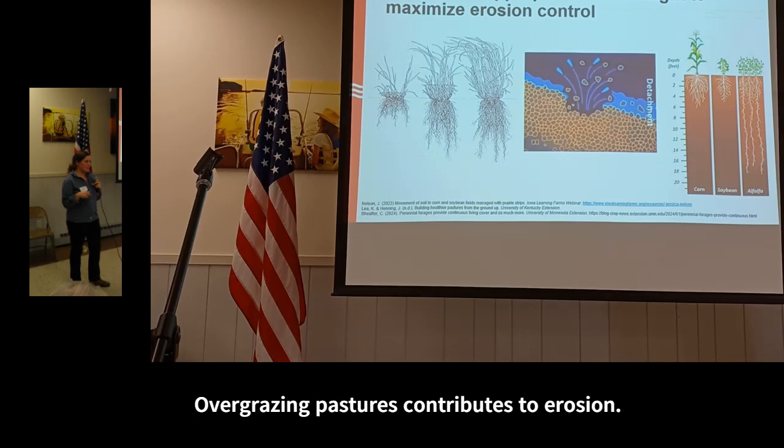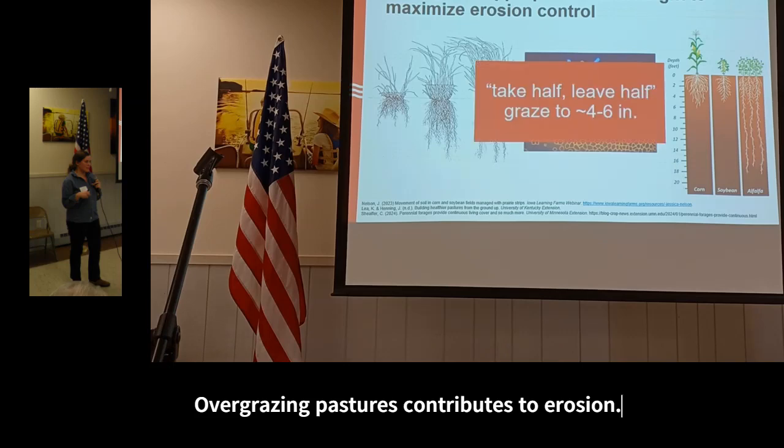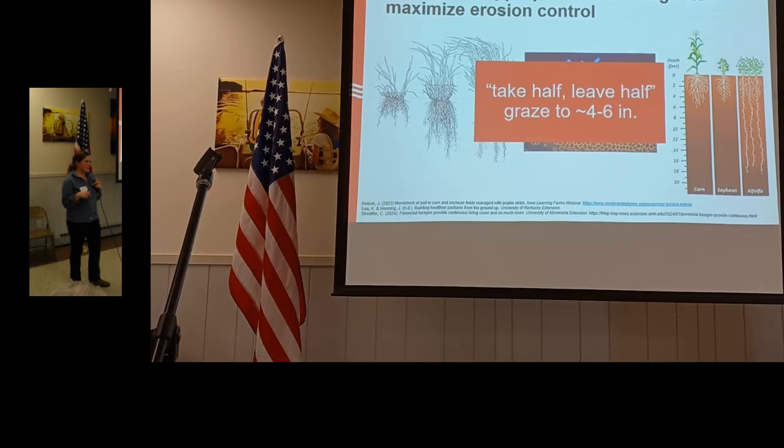erosion. Managing for appropriate stand height is obviously species dependent, and I'm going to use the terminology: take half, leave half. I know that's not always possible, but when you can. So they typically say grazing to about 4 to 6 inches can really maximize regrowth and resilience of that pasture, and we can really get some good erosion control benefits with this.